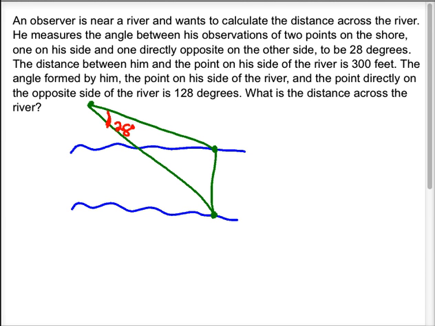The distance between him and the point on his side of the river is 300 feet. The angle formed by him, the point on his side, and the point opposite him is 128 degrees. What is the distance across the river? So we want to know what that is right there. That distance across the river.